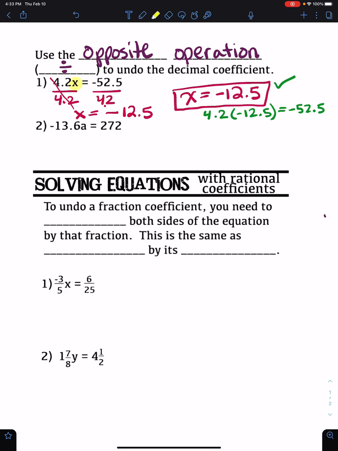In number 2, I'm going to look for the variable. This time it's an a. Ask myself what's happening to the variable. It is, in this case, being multiplied by negative 13.6. So the opposite would be to divide by negative 13.6. We'll do that to both sides. This cancels out because it's a 1. And I can use my calculator to do 272 divided by 13.6, and I get 20.